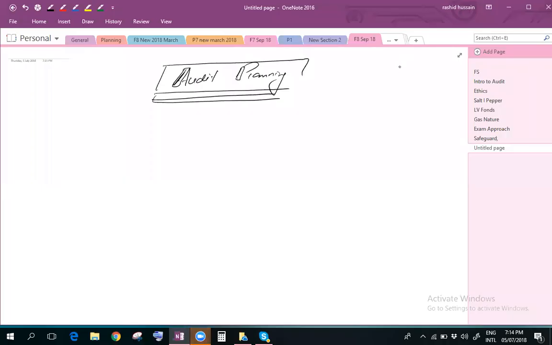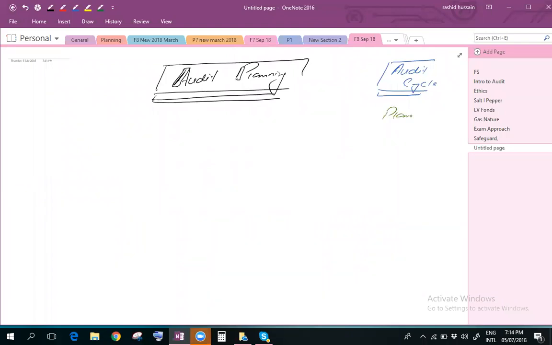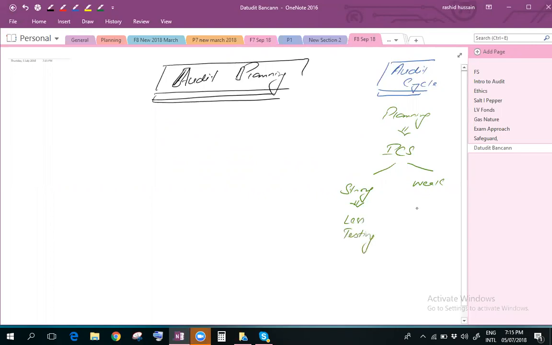Let me remind you of the audit cycle, which we discussed in the first lecture. First of all, there's a planning stage after the ethical acceptance, and then you evaluate the internal control system. The result of the internal control system may be that it is strong or it may be weak. If the internal control system is strong, we do less testing, and if it is weak, we do detailed testing.